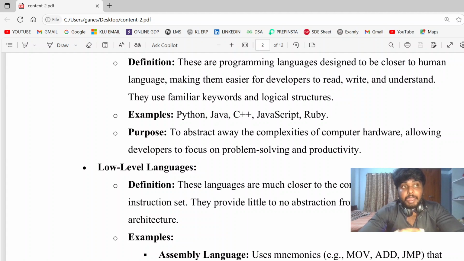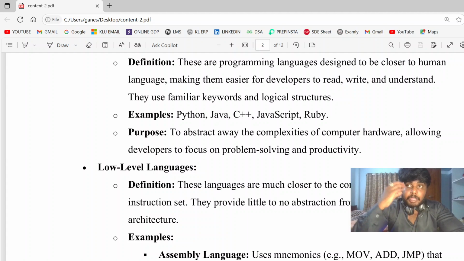So why were high level languages introduced? If the computer is able to understand zeros and ones, why can't we write zeros and ones? We can write them. In the initial days, we used to program in zeros and ones, with binary code only. But why were high level languages introduced?